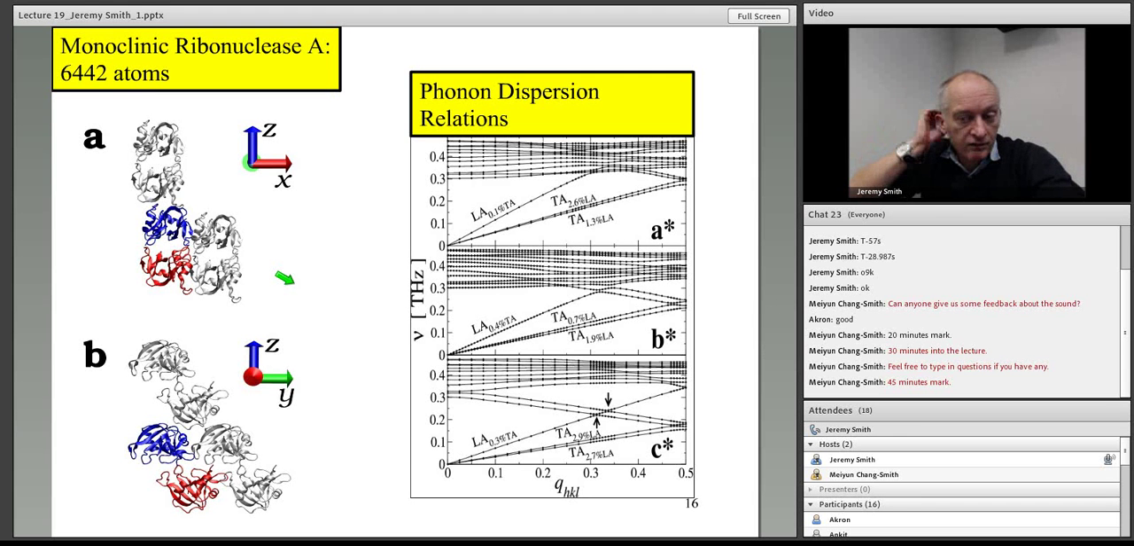And if any of you graduate students listening in Akron or wherever wish to take up that challenge and measure the first ever dispersion relations in a protein crystal, that will be a big deal.